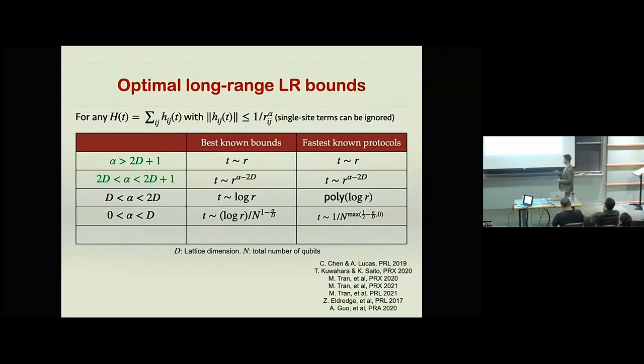But these systems still exist in nature. For example, in cavity QED or trapped ion systems, you can easily get alpha below the dimension of the system. But then you can see that the best known bounds and the fastest known quantum state transfer protocols no longer match in the scaling. To make this simpler, we can look at just the case of alpha equals 0. The best known bound gives you log n over n, while the best known protocol is only 1 over square root of n. So the gap is about a square root of n in this case, and so they're no longer optimal.